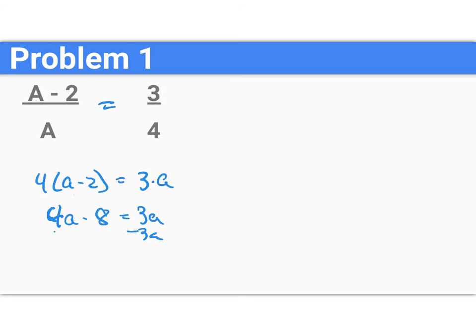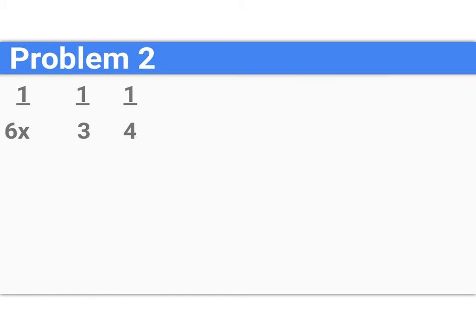Subtract 3a from both sides. So a minus a, 8 equals 0. Add 8 to both sides. And then a will equal 8. And that is your solution. Okay, looking at the next problem.